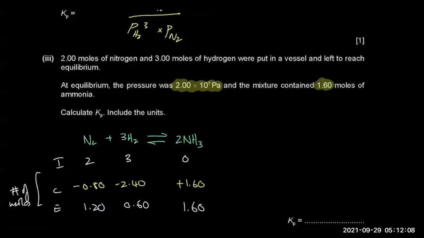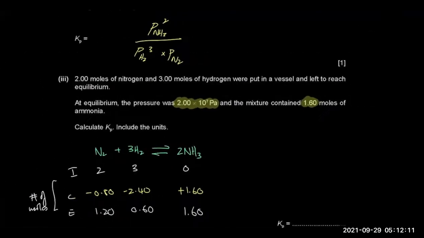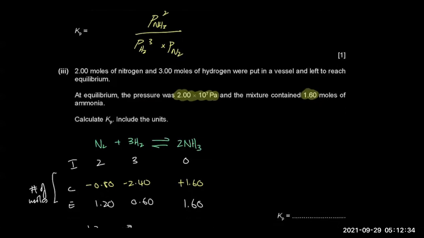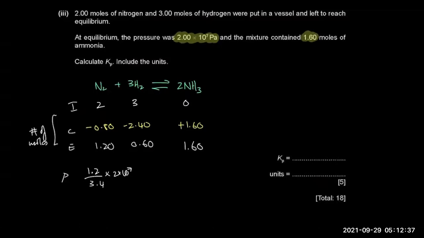Over here we can say that the mole fraction for each of these is, what's the total number of moles here? 3.4, right? So we have 1.2 over 3.4, that's the mole fraction, times the total pressure, which is 2 times 10 to the power of 7. So that's the partial pressure of nitrogen. 8.16 into 10 to the power. How? It should be lesser than the total pressure.